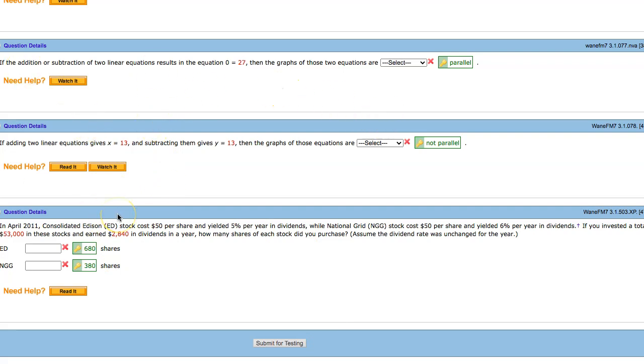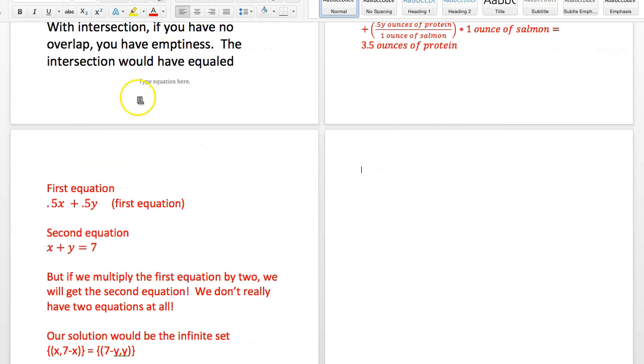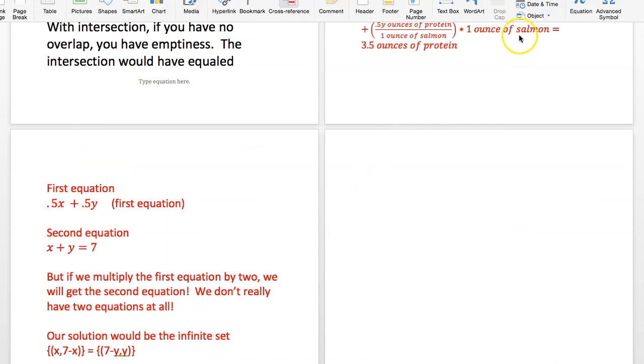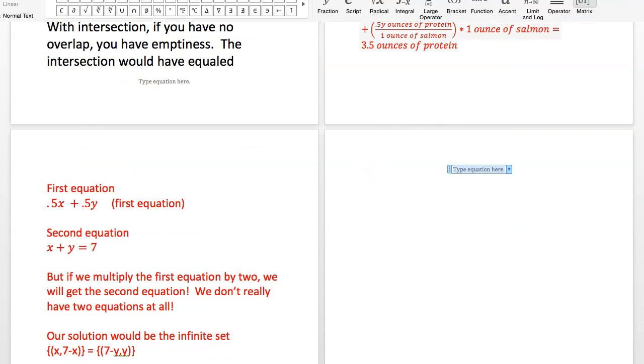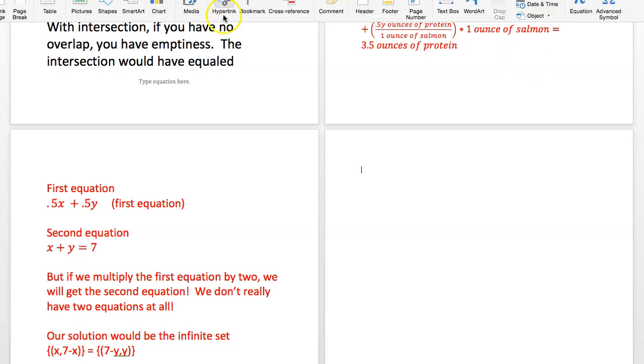So let's move on to 3D systems. And I'll try to also show you how to set it up in matrix form. And one thing I wanted to talk about as well, if they ever give it to you in messed up form, like let's say they give you x plus y equals 7.